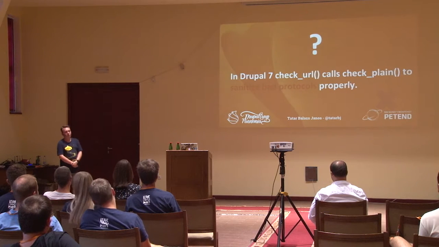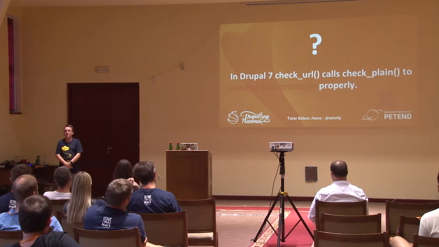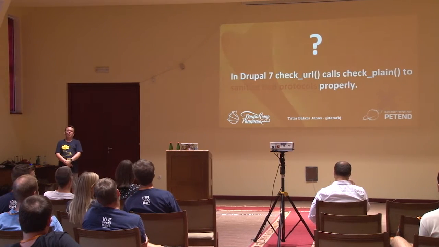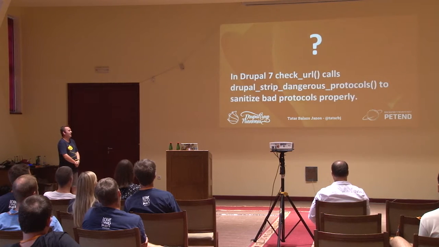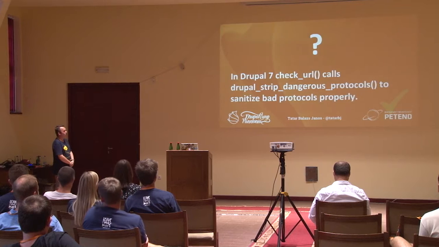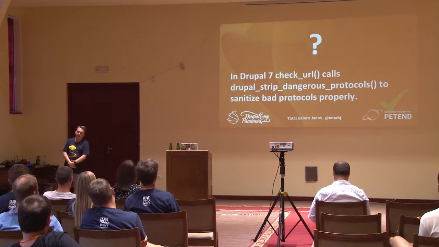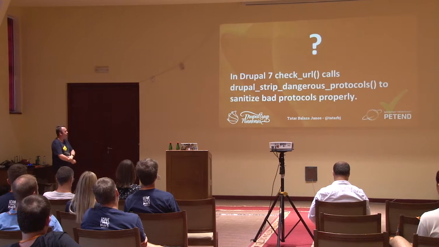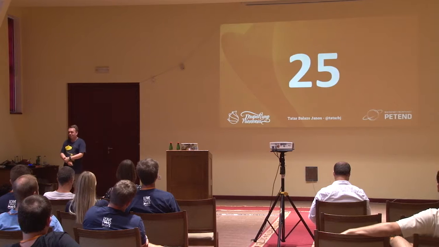Because bad protocols are sanitized by what function if someone is so inclined? Look at that. Drupal strip dangerous protocols, right? So check URL, even though it calls check plain, because it does, but not for this. Sorry, the number is 25.